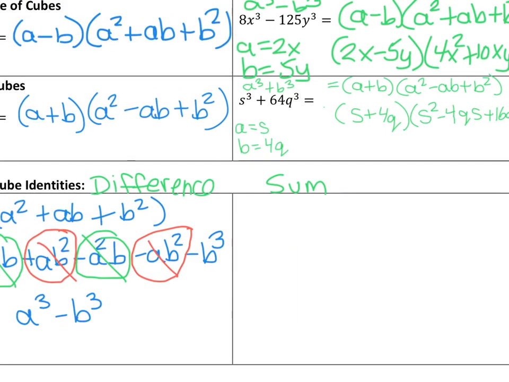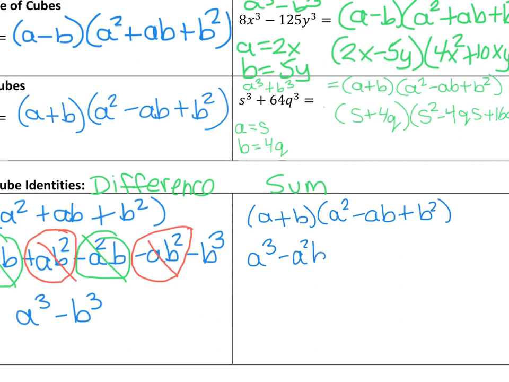And the sum we have a plus b times a squared minus ab plus b squared. Do all of our distribution. We have a times a squared is a cubed. A times negative ab is negative a squared b. A times b squared is ab squared.